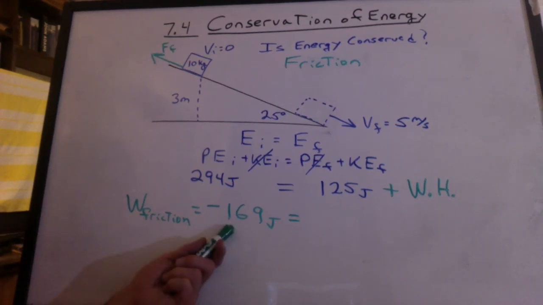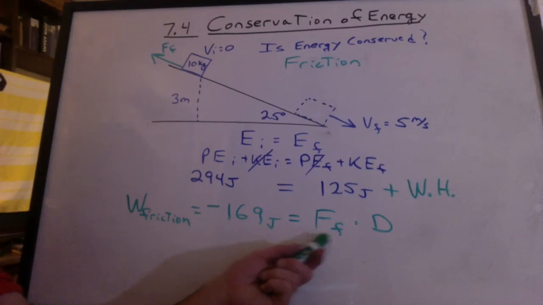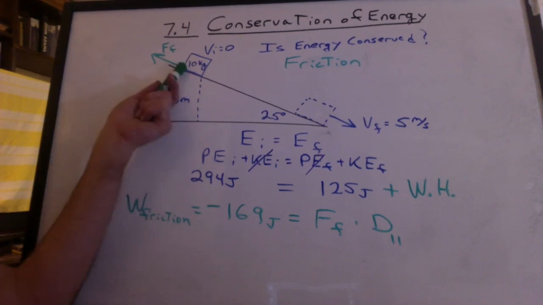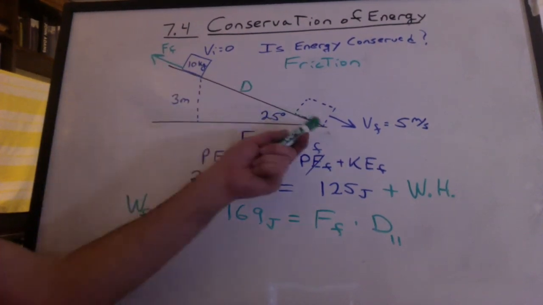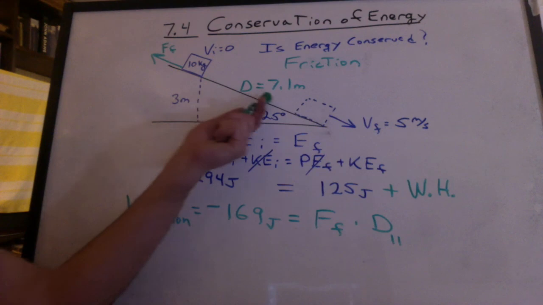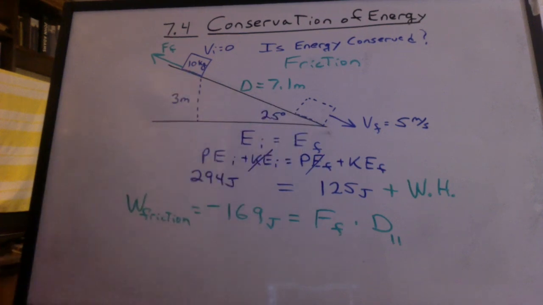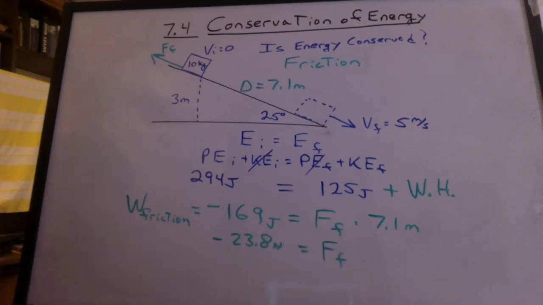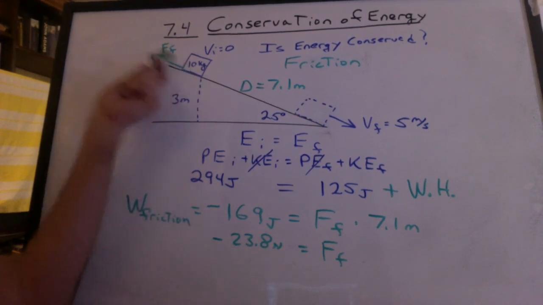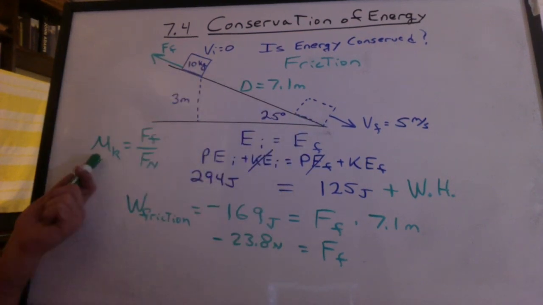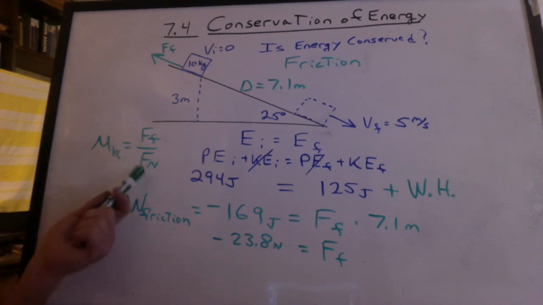So what causes all this work done by friction? It's got to be a force of friction times the distance. Well, they have to be parallel to each other. We can see the force of friction is parallel to the plane. So the length of the incline must be the associated distance. A little trigonometry gets us 7.1 meters for that distance. Plugging in the distance, we can calculate the force. And we get a force of friction of 23.8 newtons with a negative sign indicating it's going up the plane while the block is going down the plane. Well, if you wanted to, you could calculate the mu k from the force of friction and the normal force.